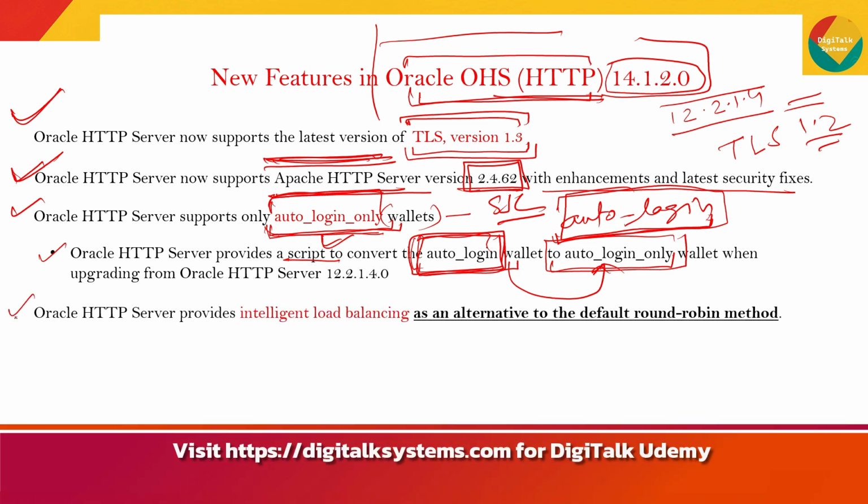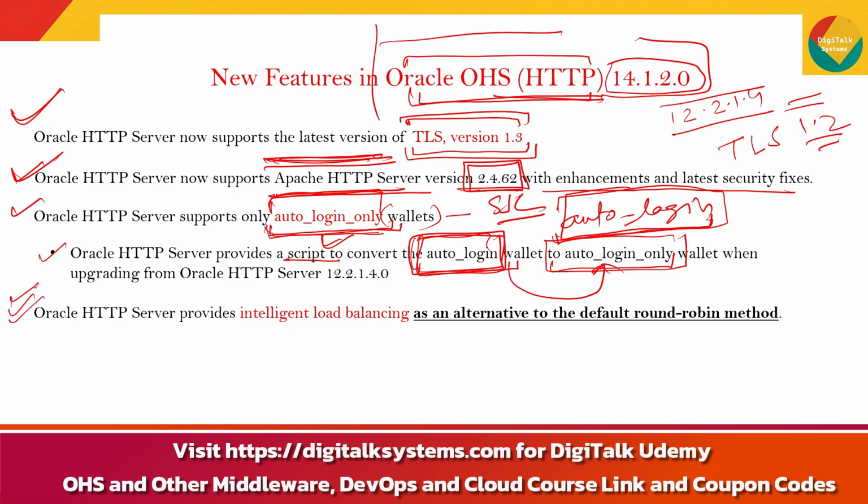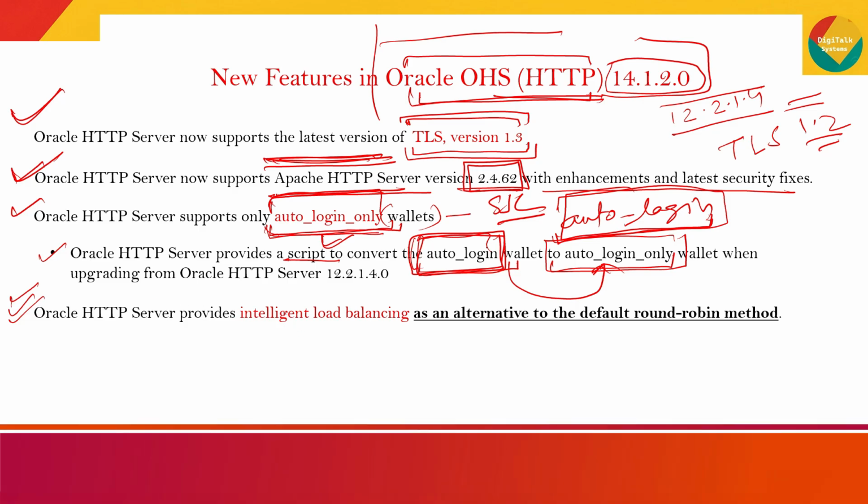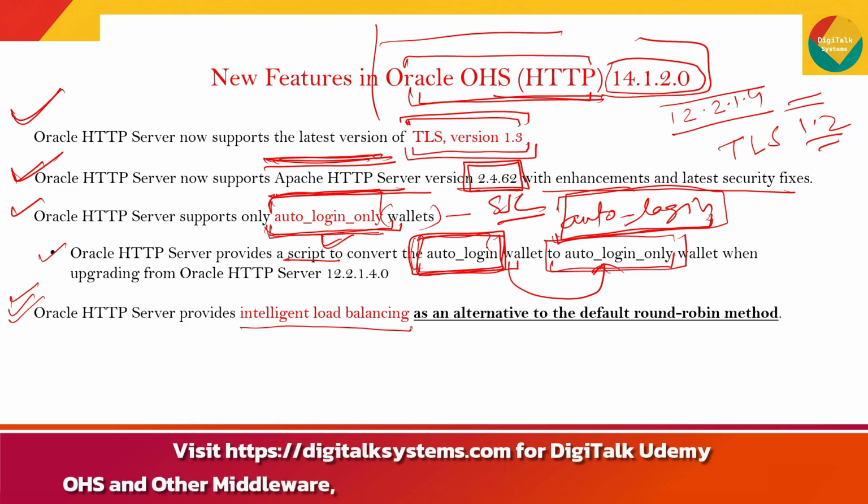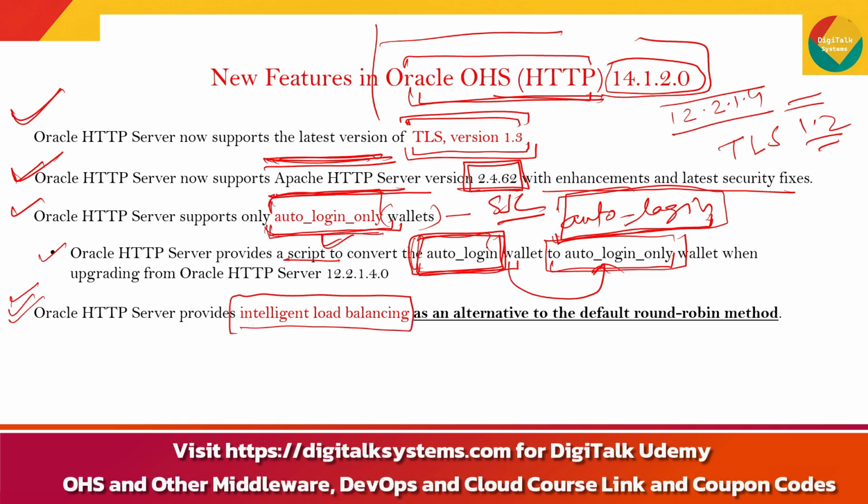Now, one of the topmost enhancements in the OHS, specifically when we talk about high availability and load balancing, is that OHS 14.1.2.0 supports intelligent load balancing, which is an alternative to the default round robin method.